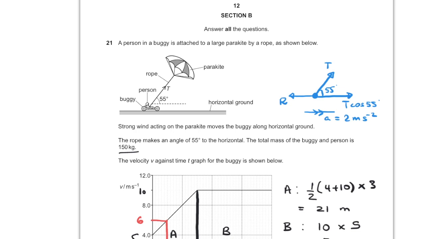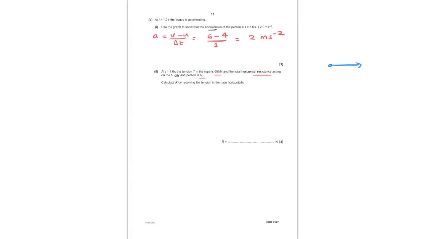with an acceleration of 2 meters per second squared. Okay, so if we now resolve the forces horizontally, then we are going to have T cos 55 minus R equals ma, or mass times acceleration. We're given the mass as 150 kilograms, and so we can go ahead and put everything into the equation. I'm just going to keep this diagram over here. So T cos 55 degrees, R is this way, and acceleration is that way. So T cos 55 minus R equals m times a, and therefore R is equal to T cos 55 minus ma.